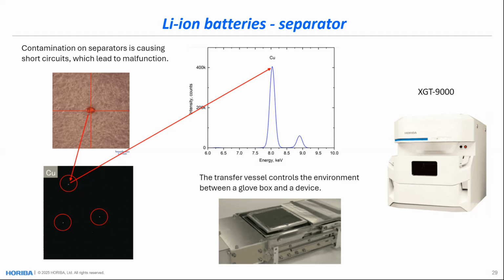So Horiba is offering a special transfer vessel, which allows you to put the sample in the transfer vessel in your glove box, bring it to the instrument, make a vacuum inside of the instrument, and remotely open the vessel and do analysis without air contamination or air reaction with lithium battery or other kind of material. In this case, XGT 9000 is the best tool to do such glove box instrument measurements, and you are not really in contact with the air or oxygen or water.